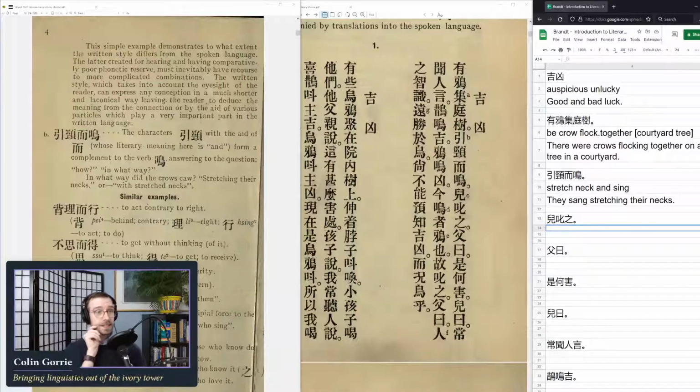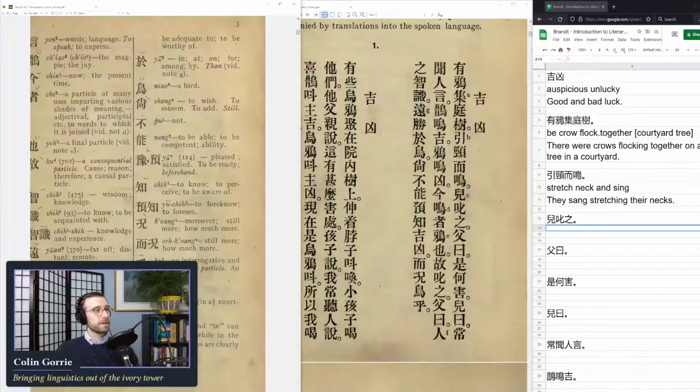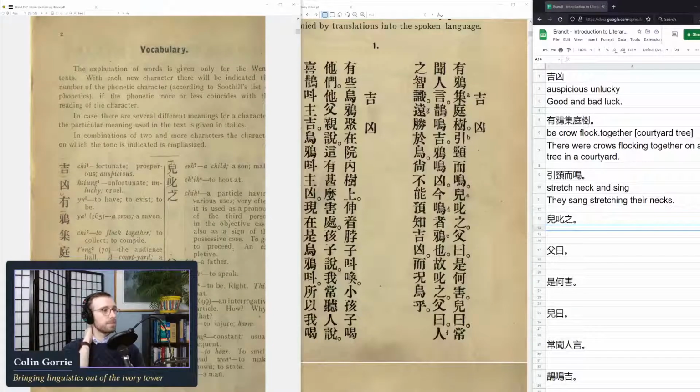Let's see, what's our next sentence? We have our ch, I think. Is that ch? Our ch. So we have child. This is translated as hoot at. And then we have something that's cut off.